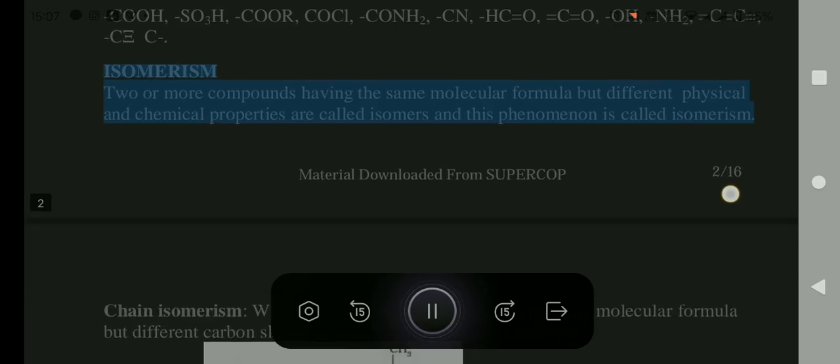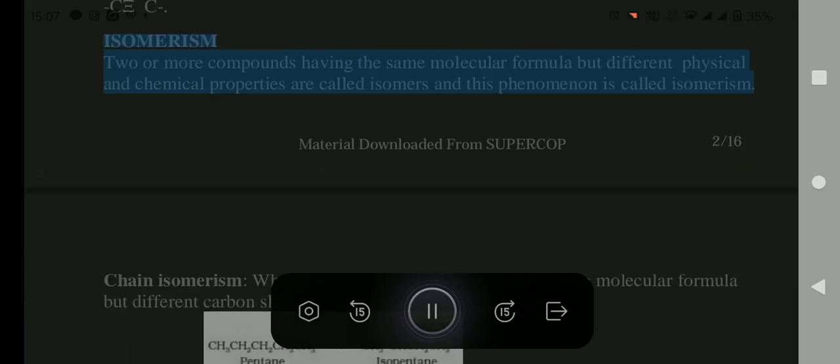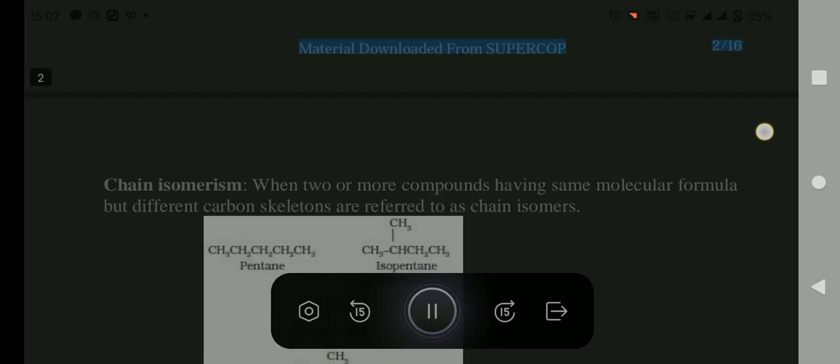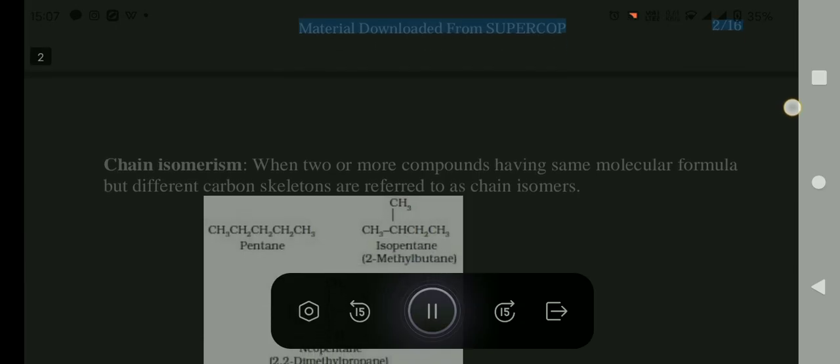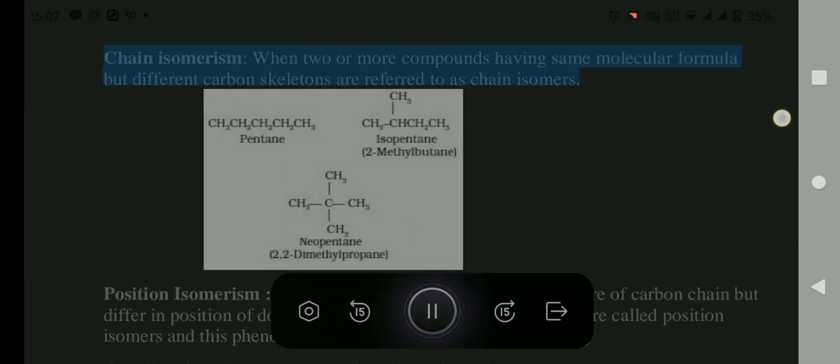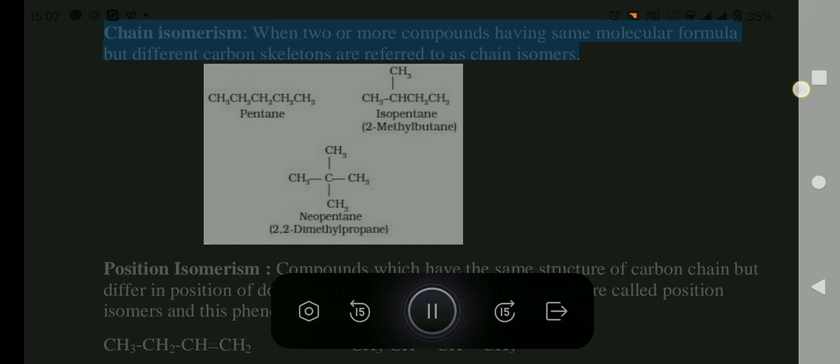Isomerism. Two or more compounds having the same molecular formula but different physical and chemical properties are called isomers, and this phenomenon is called isomerism. Chain isomerism. When two or more compounds having the same molecular formula but different carbon skeletons are referred to as chain isomers.